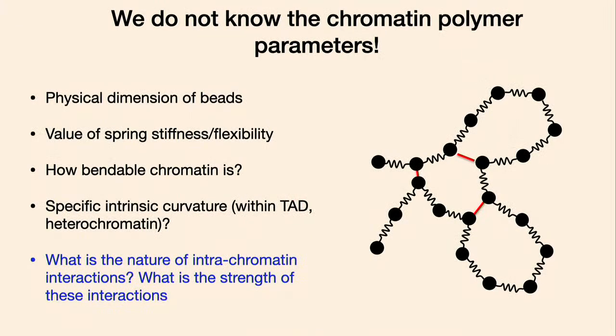Okay, and there are many other parameters. For example, the bendability of chromatin. Is chromatin a semi-flexible polymer, or is it a more flexible polymer? If it is a semi-flexible polymer, what is the bending stiffness of the chromatin? Does it have an intrinsic curvature? None of those parameters related to chromatin are known. And something that I'm going to quickly tell you today is how we have some estimate of these parameters. In particular, I want to focus on the nature of intrachromatin interaction, because that drives a lot of condensate formation and so on and so forth.